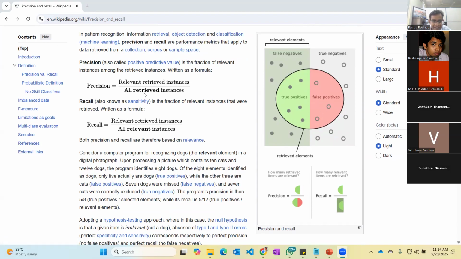Relevant retrieved instances, all retrieved instances. I hope you understand what precision means. Then recall means from all the relevant items, how many we were able to recall. Okay, this is the precision and recall.